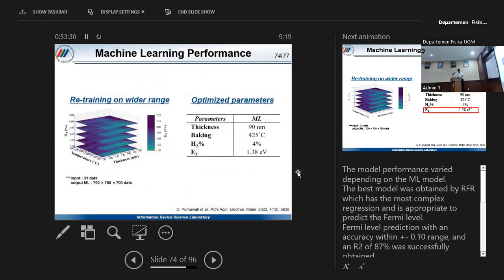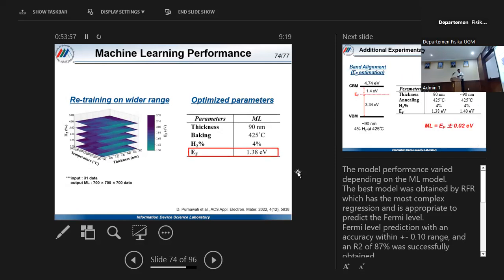Because of the model, we can predict the Fermi level in a wider experimental range. So we don't have to do these experiments in order to get the Fermi level data. The machine learning has predicted what the Fermi level will be if we have a specific thickness, a specific baking temperature, and a specific hydrogen percentage. For example, if we have a thickness of 90 nanometers, a baking temperature of 425 degrees Celsius, and an H2 percentage during the annealing of 4%, you'll get a Fermi level of 1.38 eV.